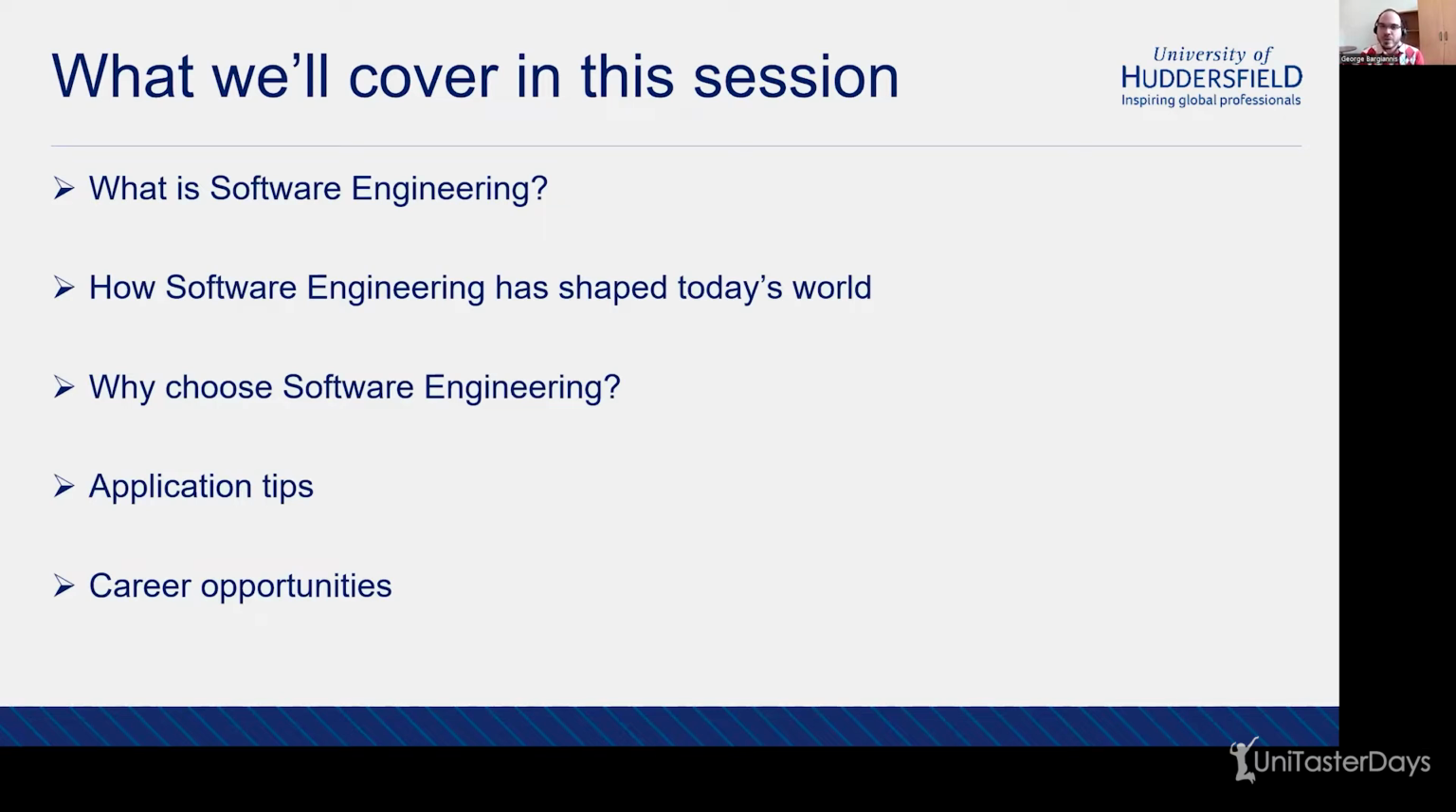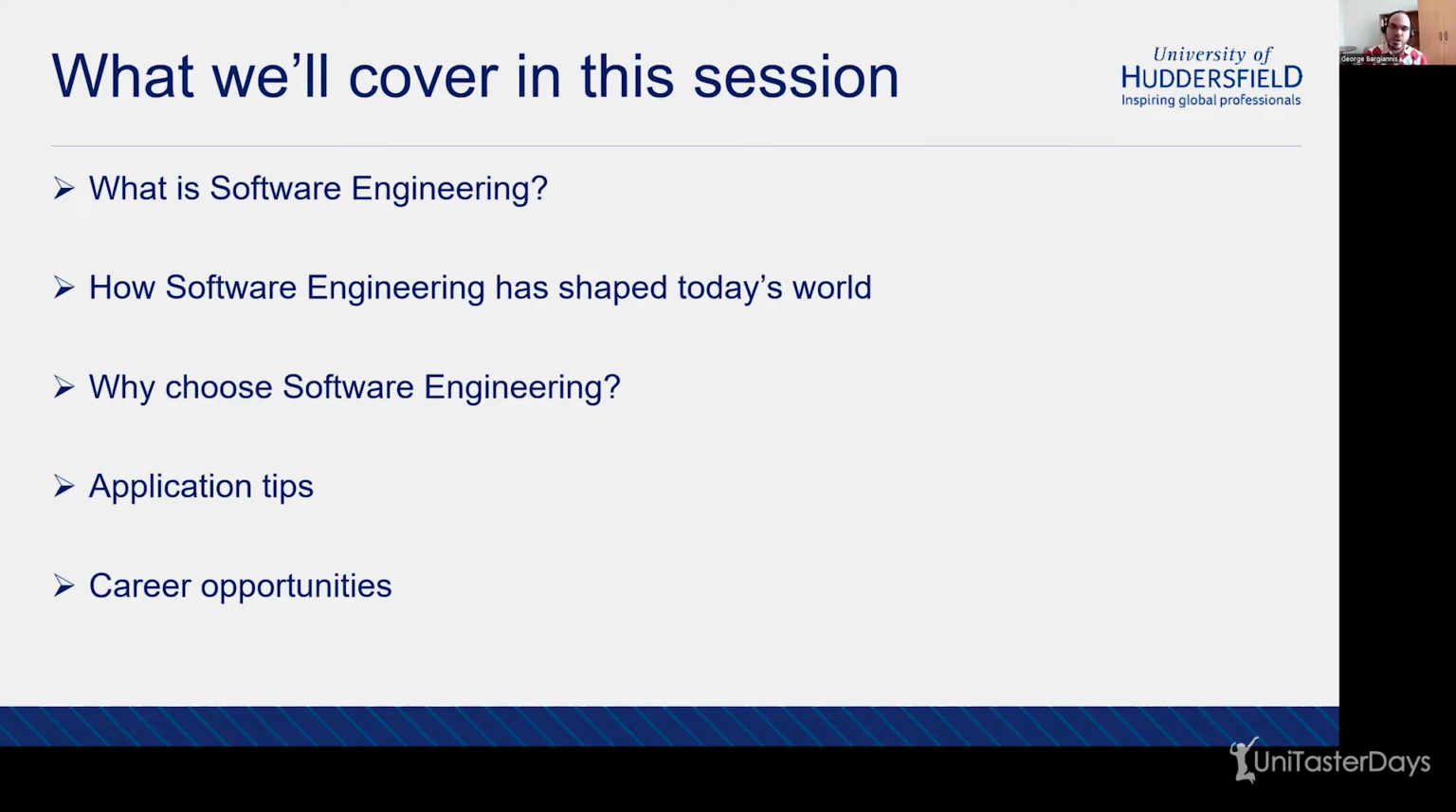Now, software engineering is a particular side of computer science, but it has its own individual characteristics. So we'll look into that. We'll look into how software engineering and its applications have shaped the world we live in today. Then we'll go on to discussing how it is to study software engineering. Why would you go down that path at university, what kind of modules you're going to study, and so on. And then a little bit of a set of application tips to help you out in preparing to apply for software engineering at the university.